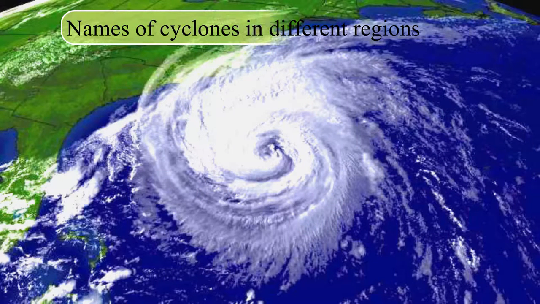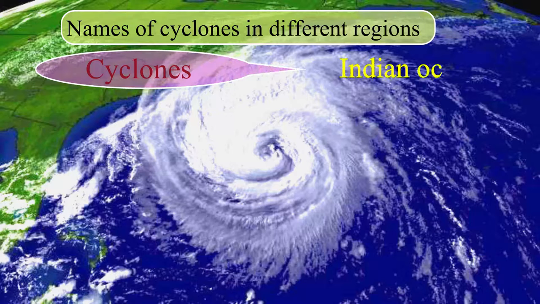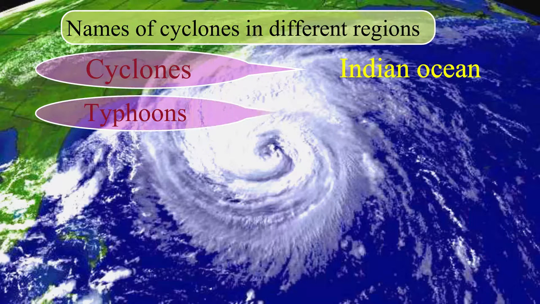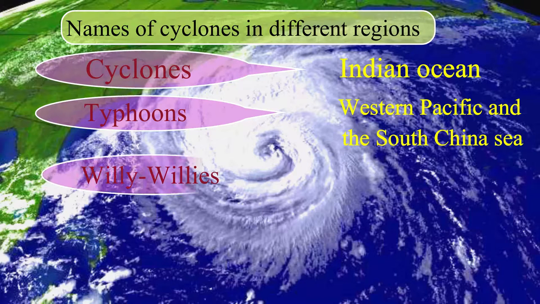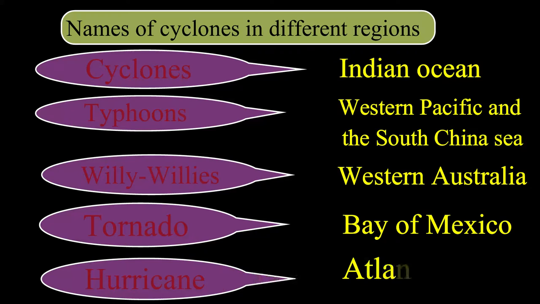Cyclones are known by different names in different regions. They are known as cyclones in the Indian Ocean, typhoons in the Western Pacific and the South China Sea, Willy-Willys in Western Australia, tornado in Bay of Mexico, and hurricane in the Atlantic Ocean.